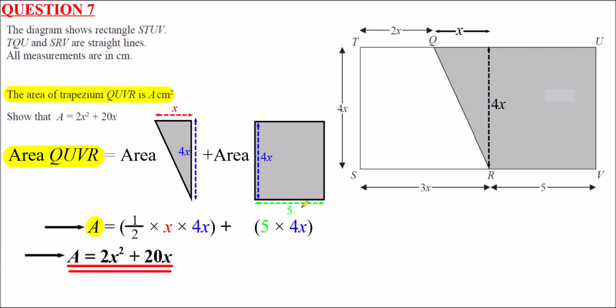So therefore, we've proven what we need by careful working and reasoning. Working needs to be shown, of course, because it's a show that question, and showing working all the time is a good habit to get into anyway. Therefore, yes, the area is 2x squared plus 20x.